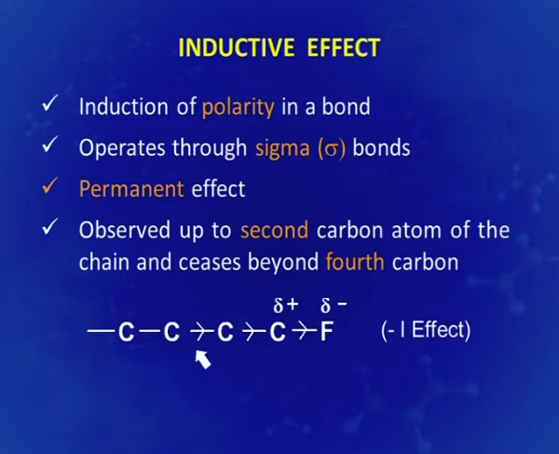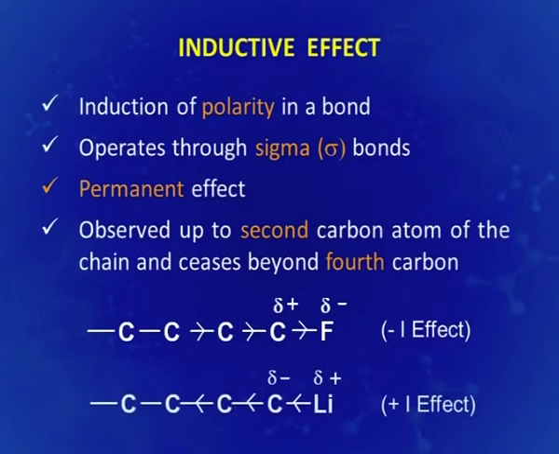It's quite obvious that in the vicinity of this atom, whichever group is there is the one which is most effective. In this case, we call it the minus I effect. Why? Because here the electronegative atom is attracting electrons towards itself.